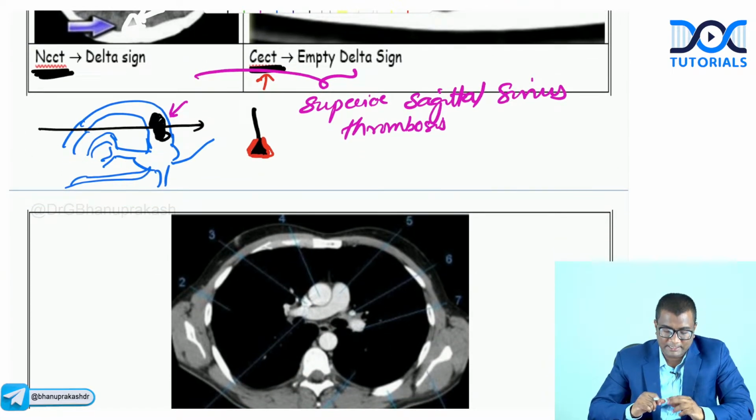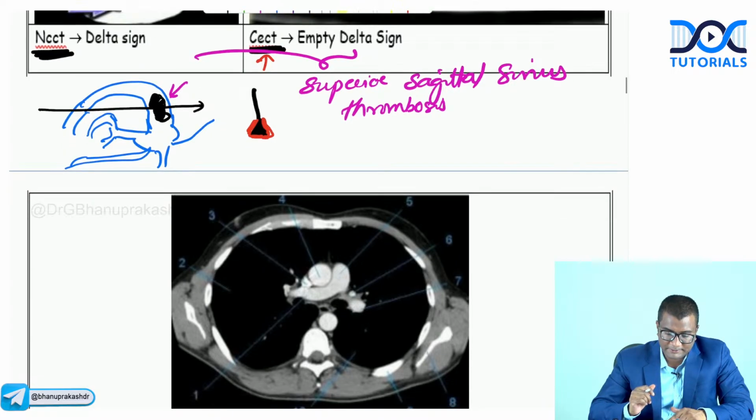Delta sign, empty delta sign. Empty delta sign is seen in case of contrast CT, and delta sign is seen in non-contrast CT scan.